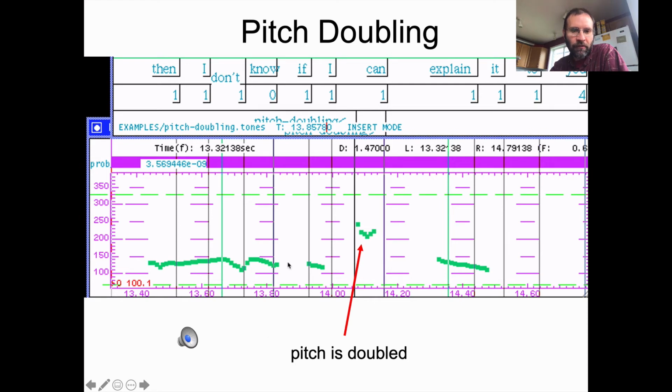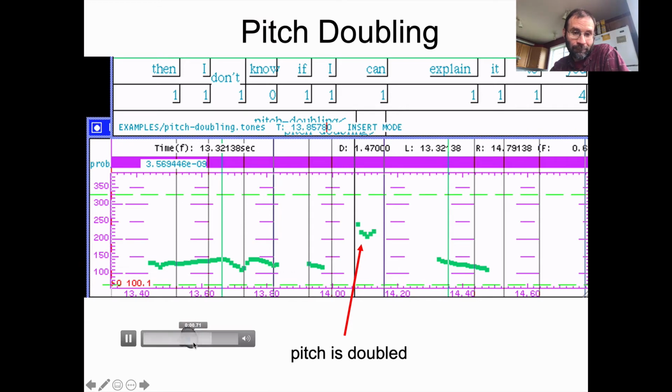This is an example I borrowed from a website on intonation transcription from a long time ago. So it uses a different pitch tracker here, one that's called X Waves, and I don't know if they even use it anymore. But I'll play this for you, and you can maybe hopefully hear that the pitch tracker is doubling here as we go through this phrase.